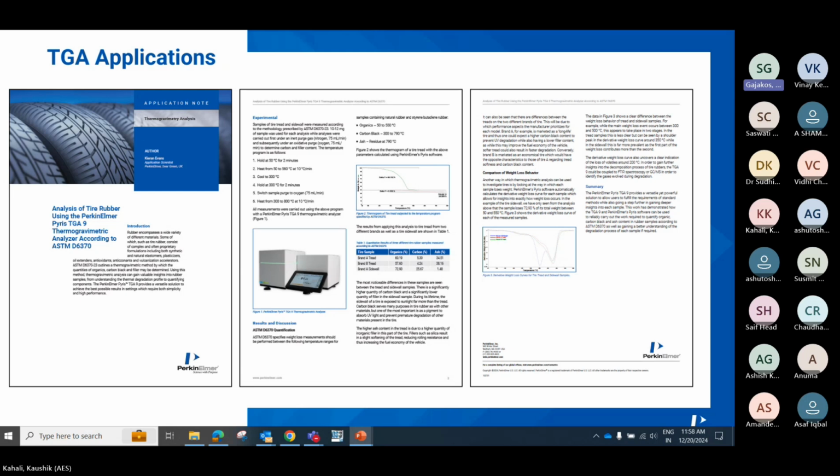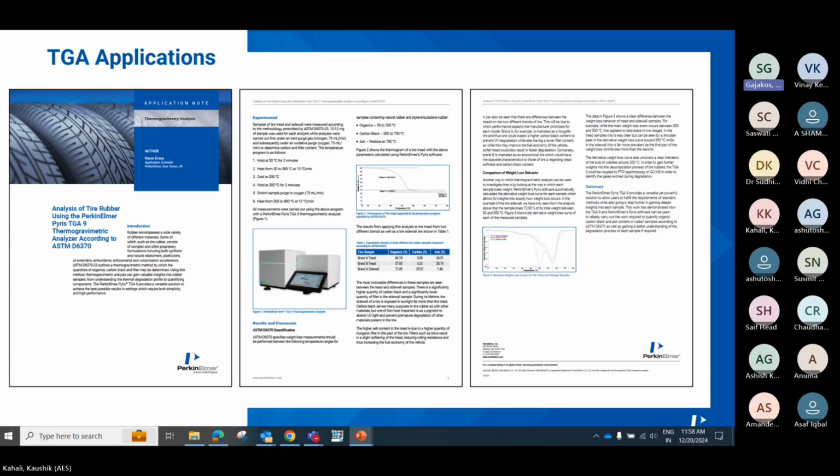So here our instrument actually gives that kind of capability, that we can switch the gases automatically. We just have to mention in the program that at a particular temperature we want to change the gases. So here we are changing gases at 300 degrees centigrade.